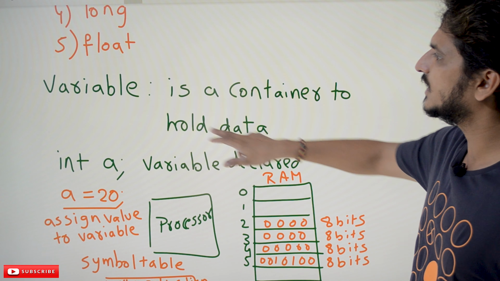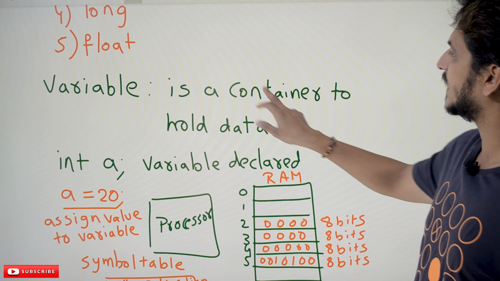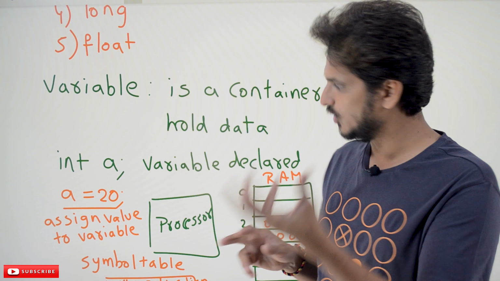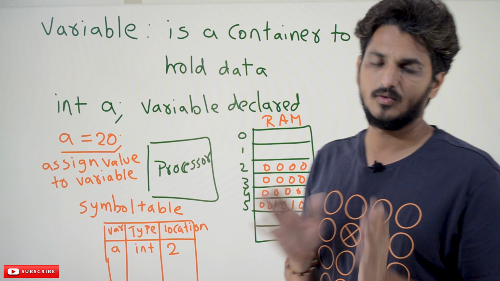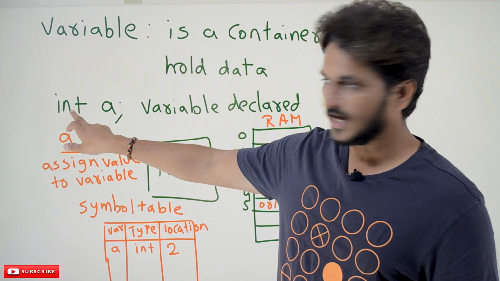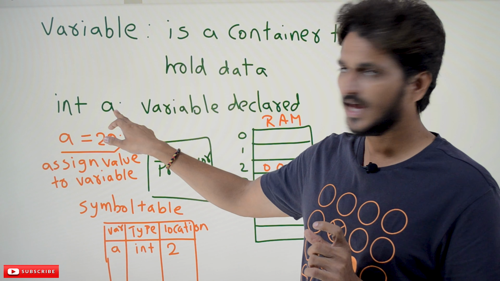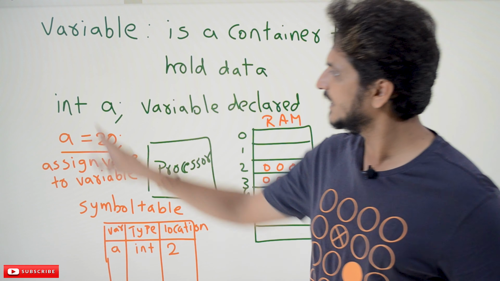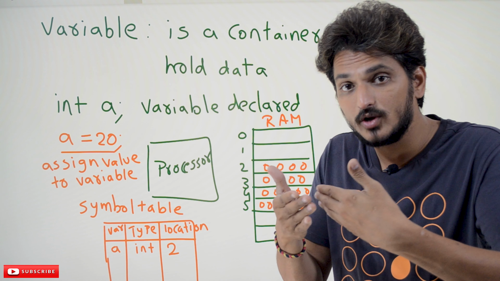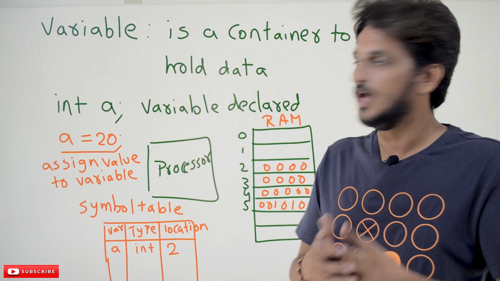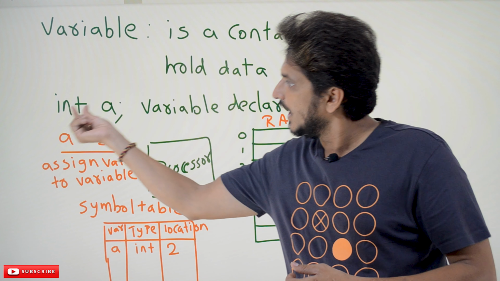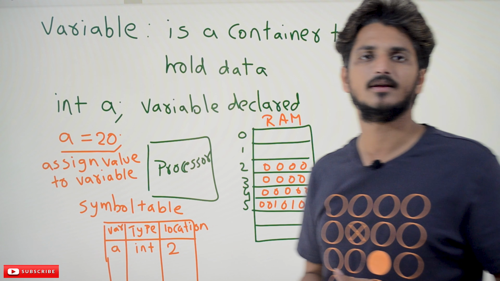Coming to the next point, variable. Variable is a container to hold data. It is a container to hold data. See, this is how the syntax will be in our Java program. Int is a data type, A is a variable name. Int space A, when you mention that, the compiler is going to understand that you have defined a variable, you declared a variable, it is of type int.